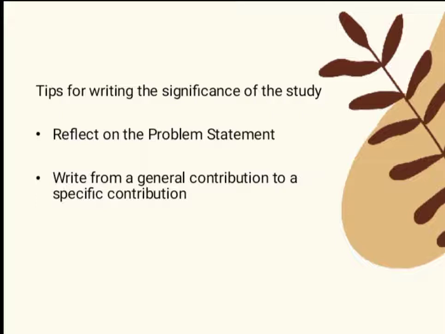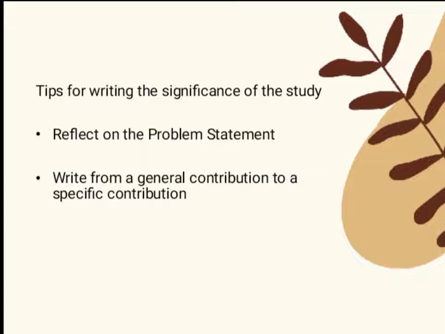First is to reflect on the problem statement. When writing this section of your paper, first reflect on what contribution your research is making to your field, the gaps in knowledge in your research field, and why your work should be published. So, your problem statement should be reflected in the introduction of the significance of the study. Your research problem statement can guide you to identify the specific contributions your research is making to your field of study.